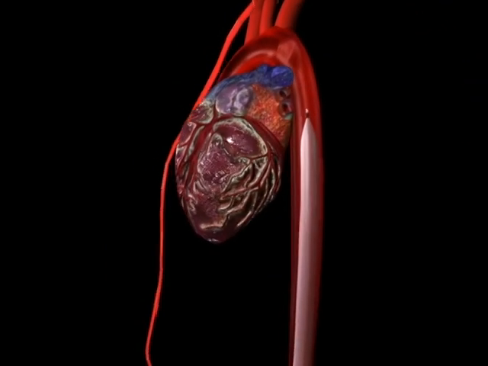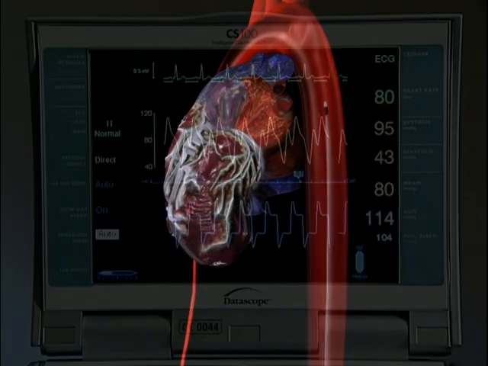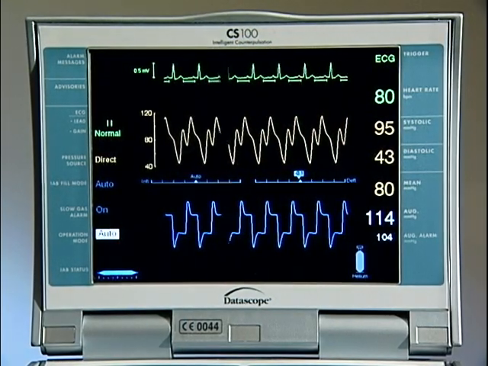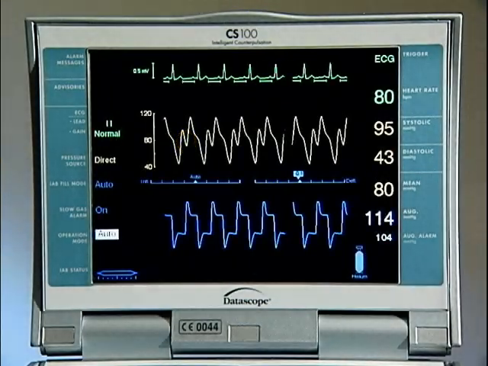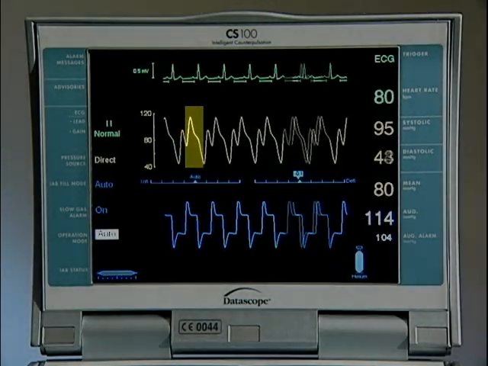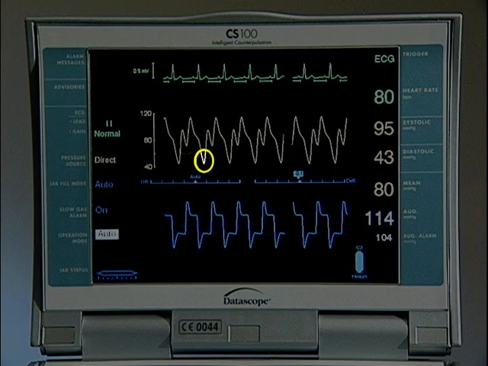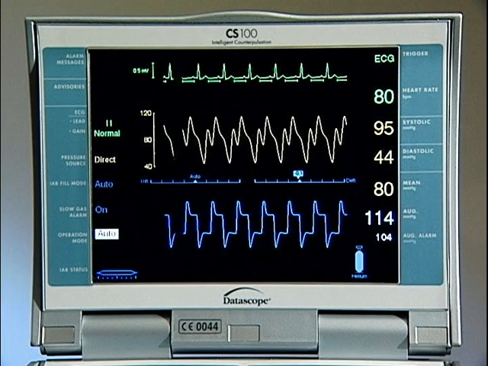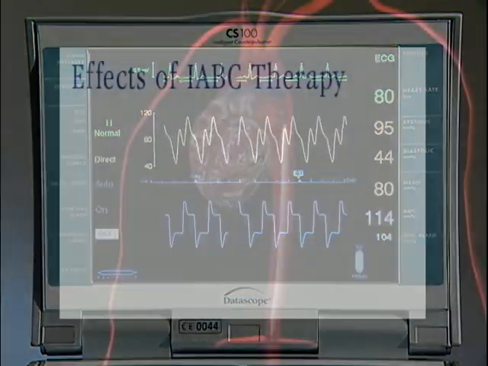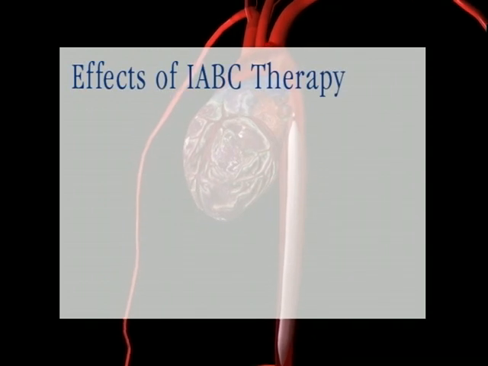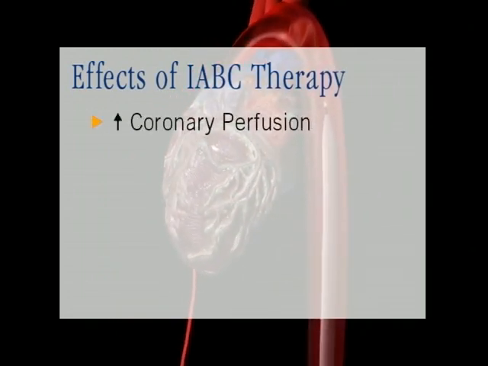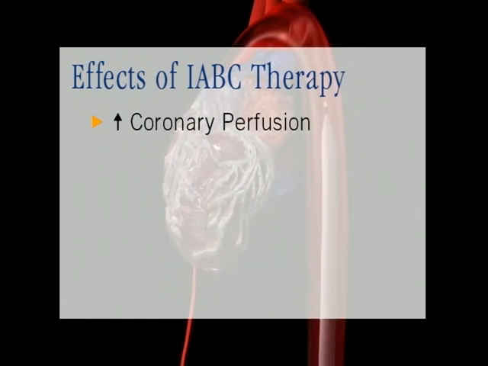To achieve maximum benefit, the IAB inflation is initiated at the onset of diastole, at the dicrotic notch. Inflation of the IAB is sustained throughout diastole and is deflated at or just prior to the onset of systole. The balloon is held in the deflated state throughout systole. Coronary perfusion is increased by augmenting blood pressure during the diastolic phase of the cardiac cycle. This increase in aortic pressure forces more blood through the coronary arteries.